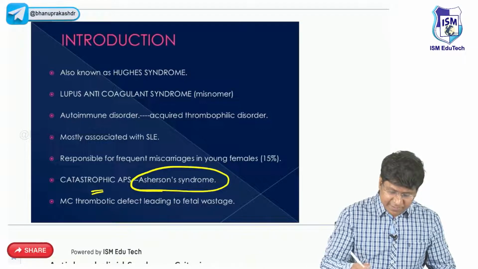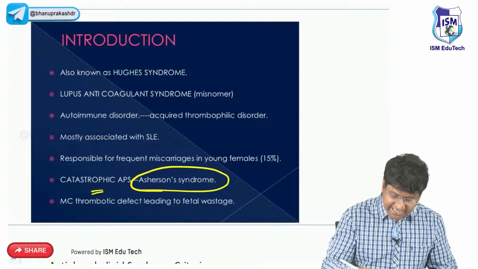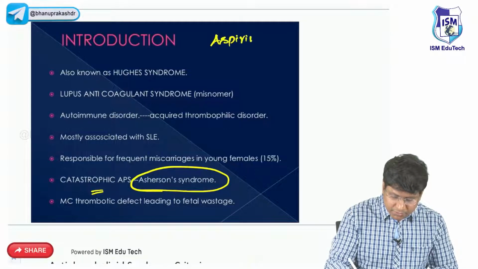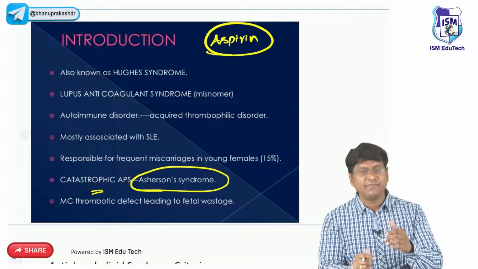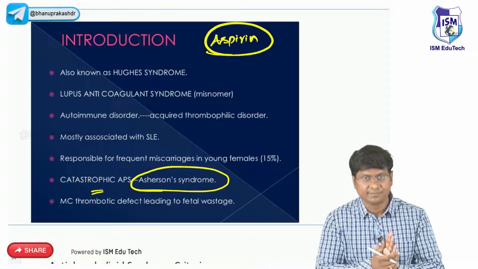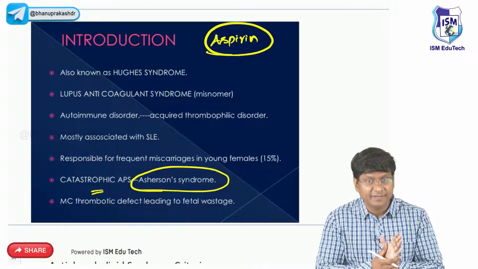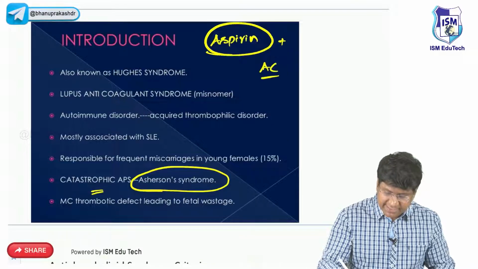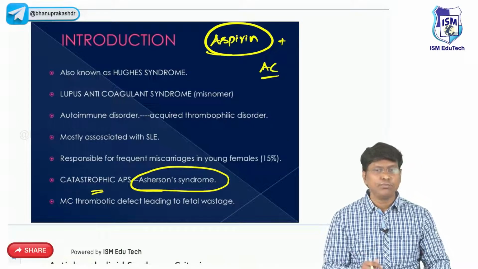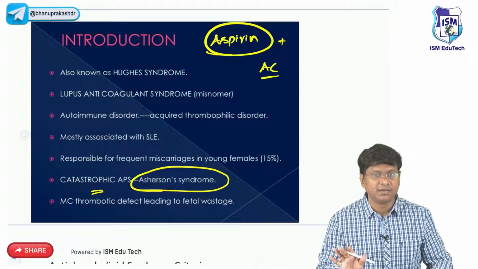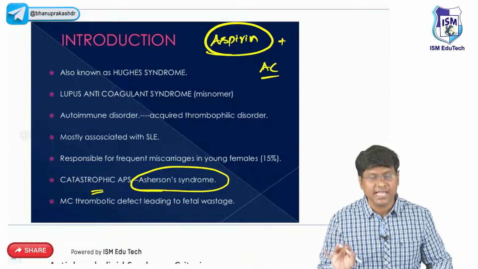Then how do you treat these patients with the antiphospholipid antibody syndrome? Before conceiving, the female has to be on aspirin. Once the female has conceived, then along with aspirin you need to give the anticoagulant. That is, low molecular weight heparin is preferred. Okay, so this is about your Hughes syndrome, which is also called APLA syndrome.